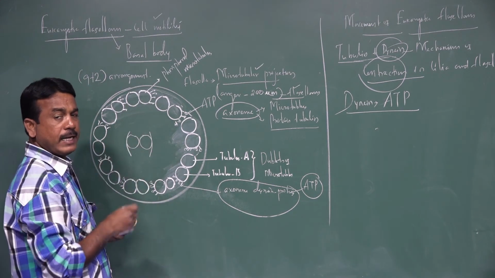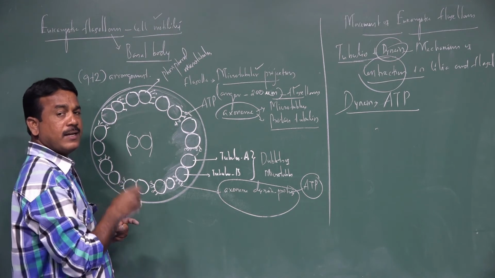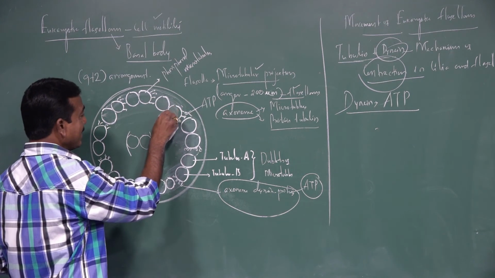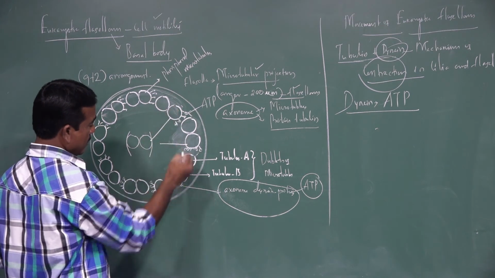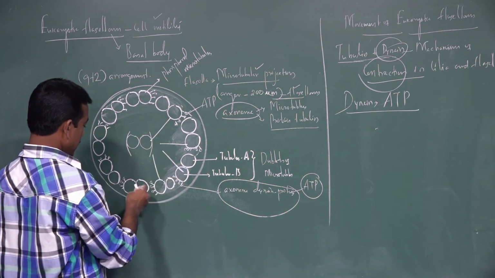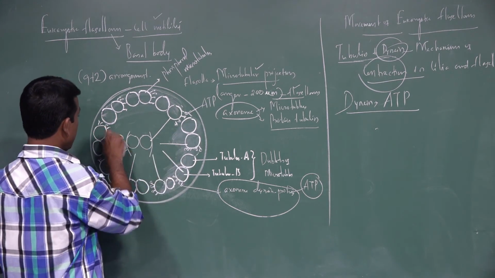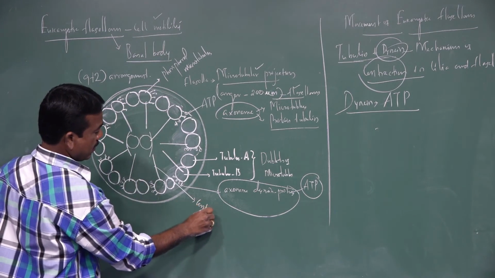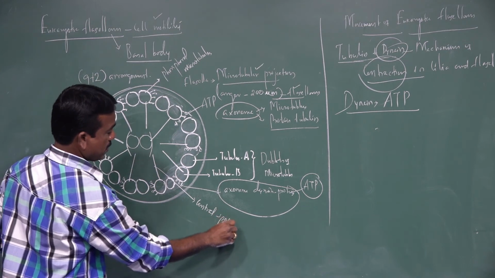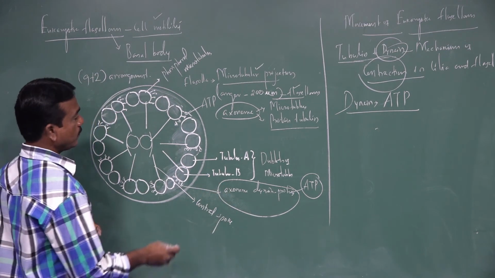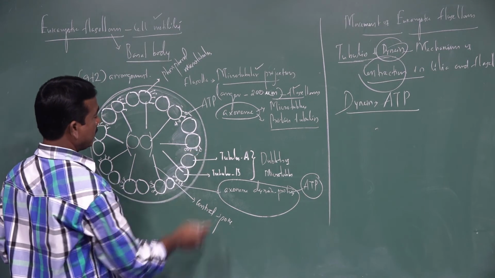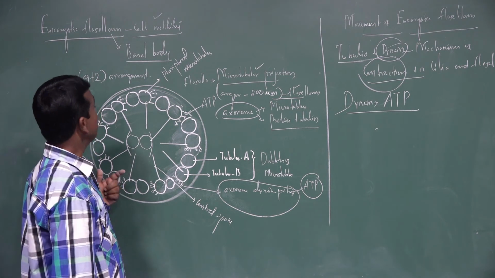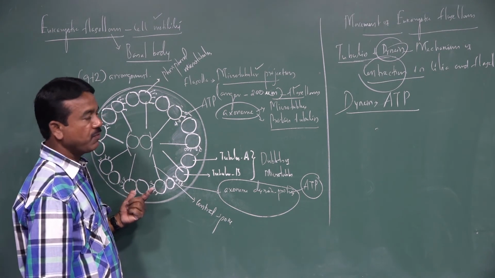There are 9 outer peripheral pairs of microtubules and an inner pair of microtubules. The tubules are connected to the central spokes. These are called dynein proteins. So these are the things present in the structure of movement of eukaryotic flagella.